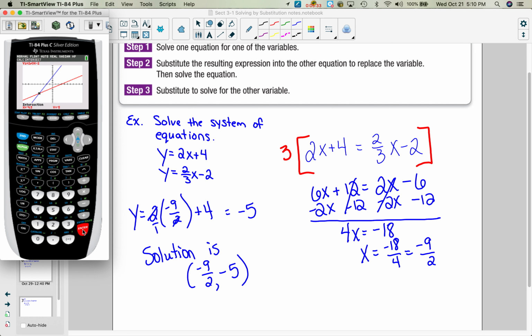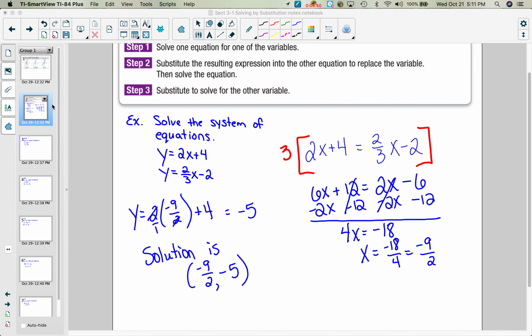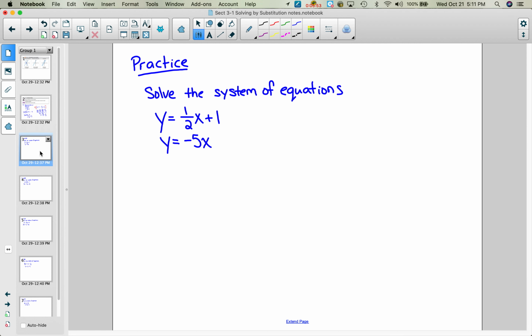So you can use your graphing calculator to verify your answers algebraically. And notice that in order to use your calculator, you have to have the equation solved for y. If they were in standard form instead of slope-intercept form, you wouldn't be able to do that. All right, so let's take a look at another example.